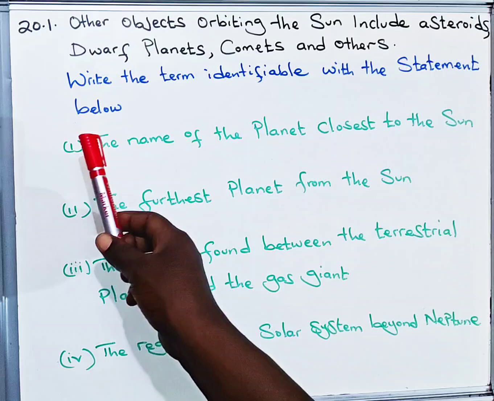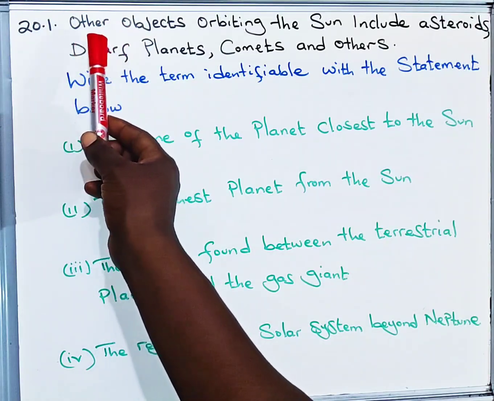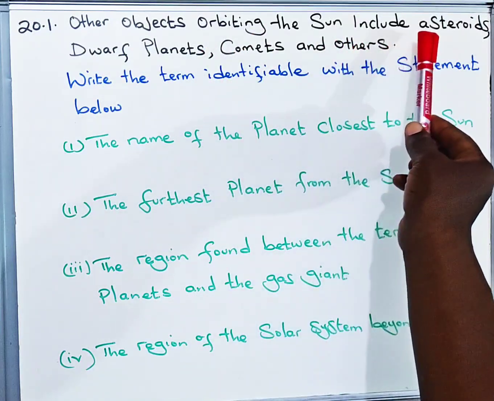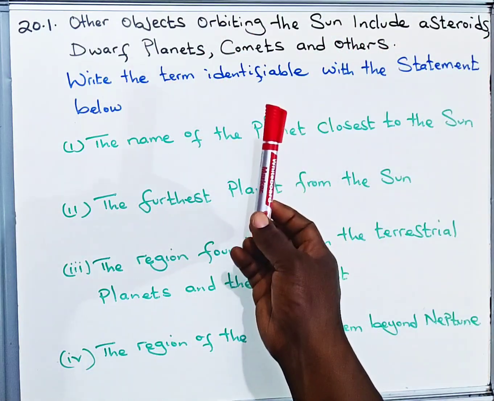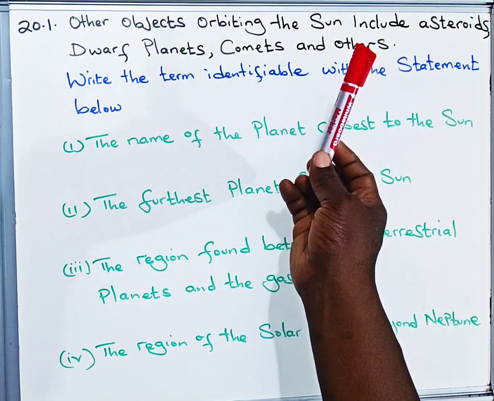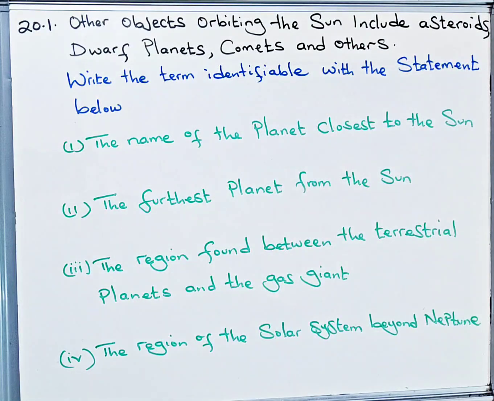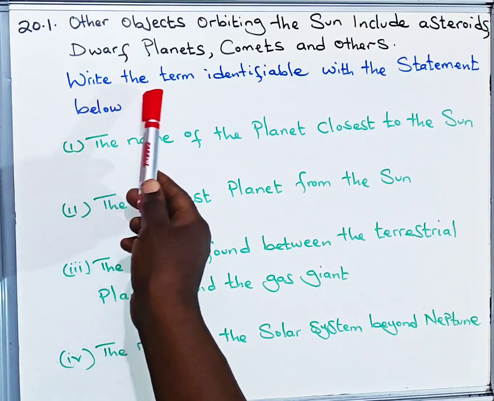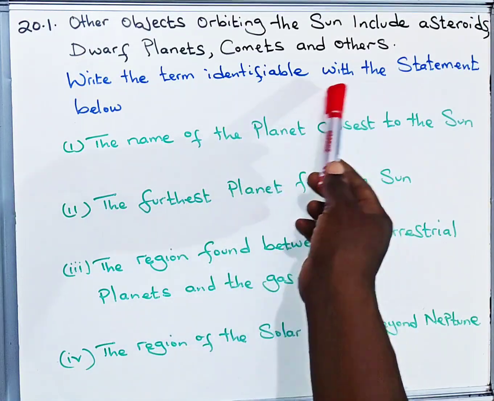Tonight we are looking at this case. The statement reads that other objects orbiting the sun include asteroids, dwarf planets, comets, and others. Here we need to emphasize that it is not only planets which are orbiting the sun. There are other objects which are orbiting the sun as well. And the question says, write the term identifiable with the statement below.